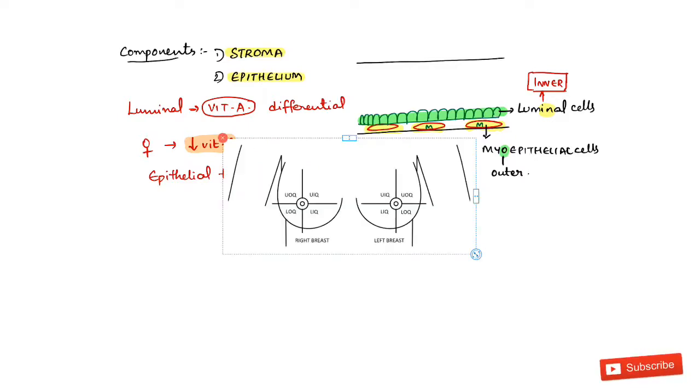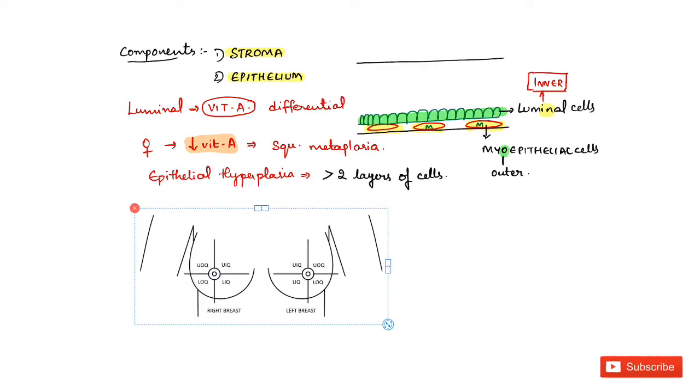Now we are going to discuss the quadrants of the breast. As shown on the screen, there are mainly four quadrants of the breast: the outer upper quadrant, the inner upper quadrant, the lower outer quadrant, and the lower inner quadrant. So these are the four quadrants. Each quadrant has its own importance, and we must remember mostly two quadrants for MCQ purposes.